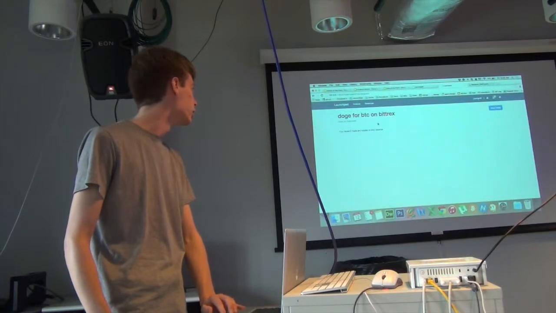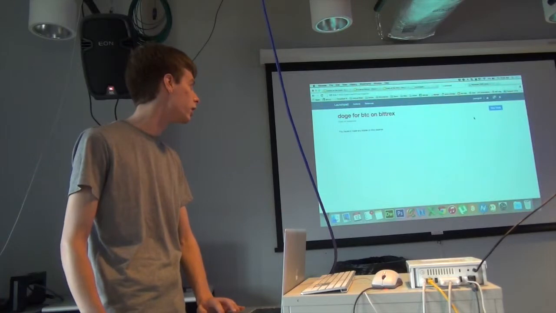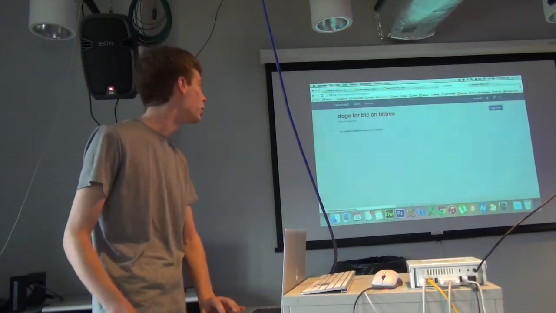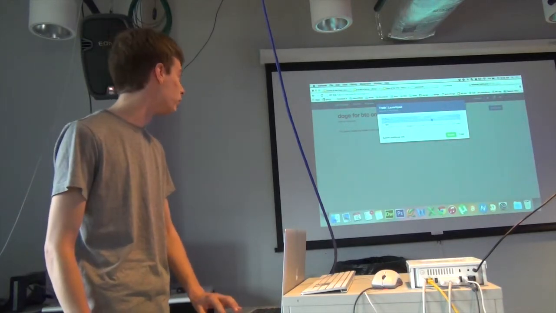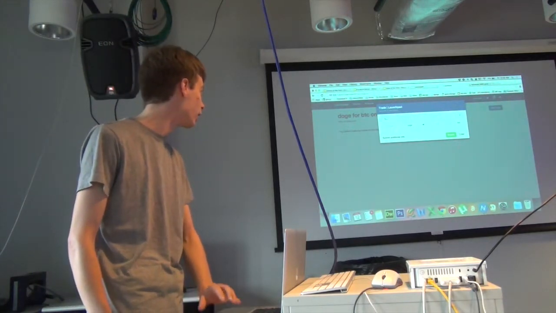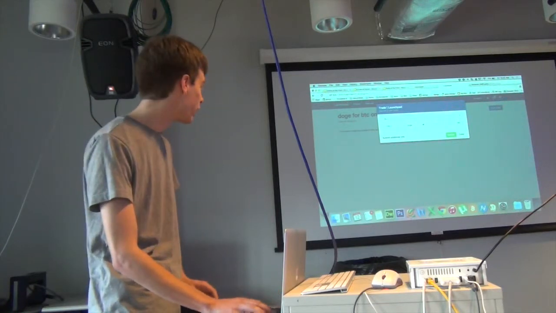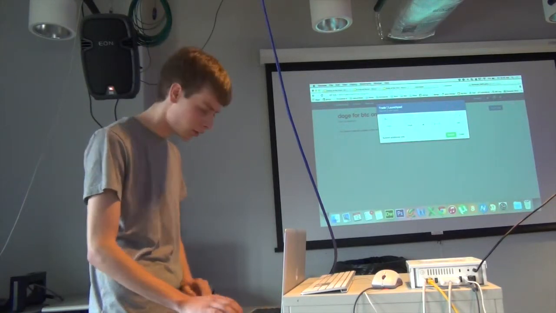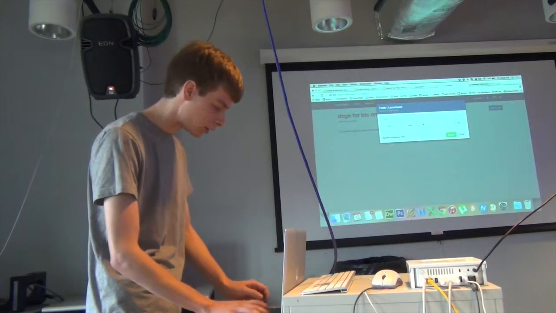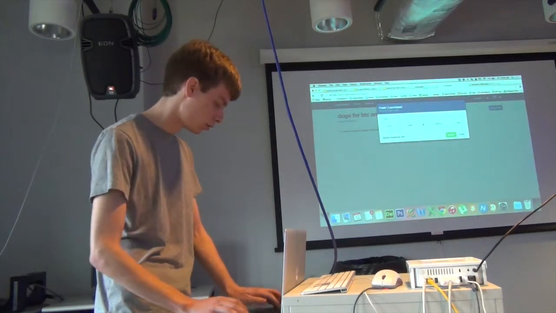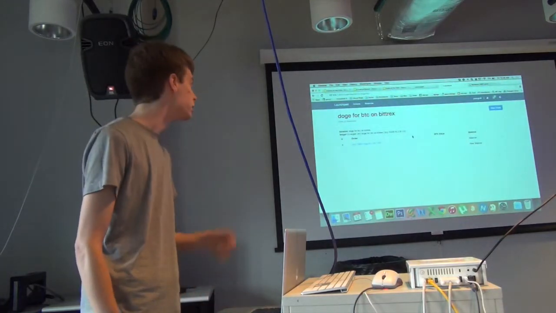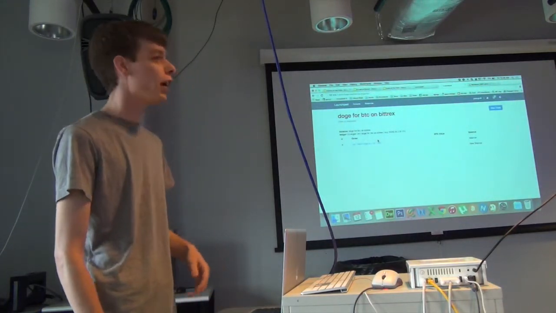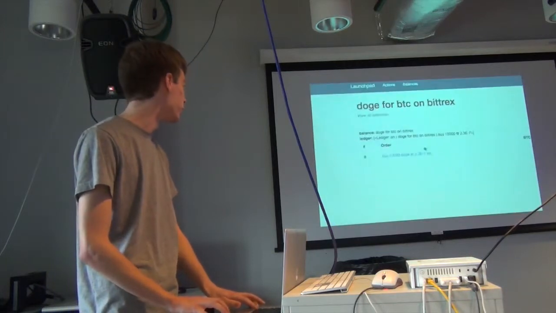So here I am trading Doge for Bitcoin on Bittrex. Bittrex is an exchange. Don't use them. This is my simplified trade submit modal, and I can submit a buy for, let's say, 10,000 Doge at 23 Satoshi. You can see it shows up. I don't have that much set up right now. I just barely got this working.